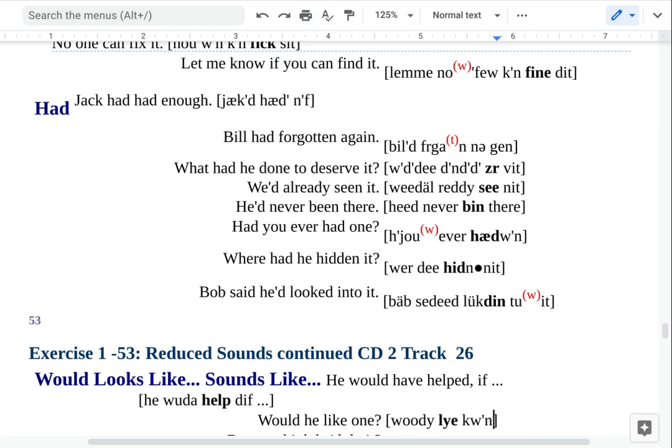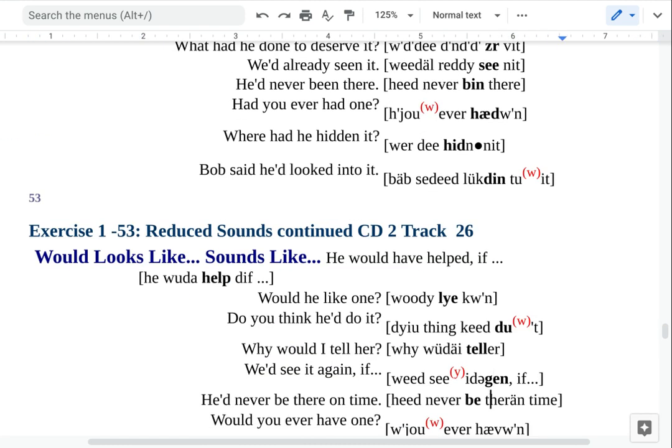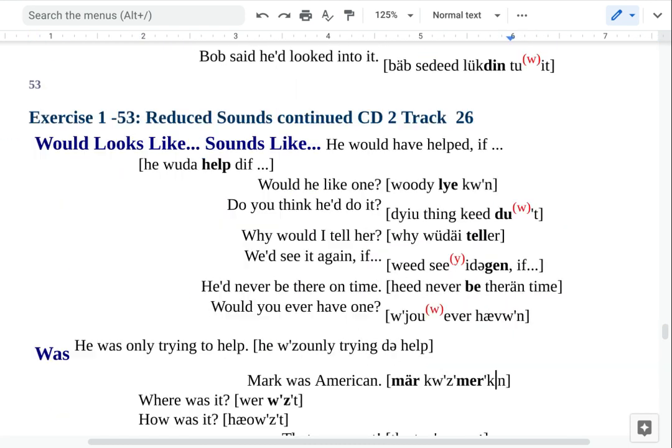Would. He would have helped if. Would he like one? Do you think he'd do it? Why would I tell her? We'd see it again if. He'd never be there on time. Would you ever have one?